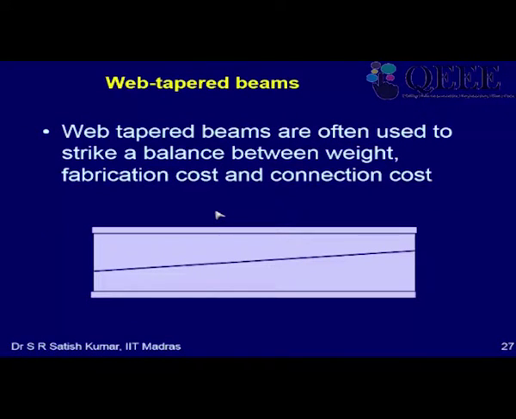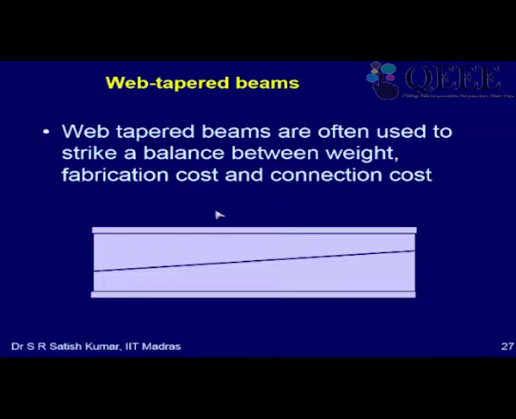Then you know that in simply supported beams, you have a parabolic bending moment diagram, or in a cantilever you have a triangular bending moment diagram, and so on. So I don't have to have a prismatic section. I can taper the section according to the bending moment diagram and achieve more economy. Okay. So web tapered beams are often used to strike a balance between weight, fabrication cost, and connection cost.